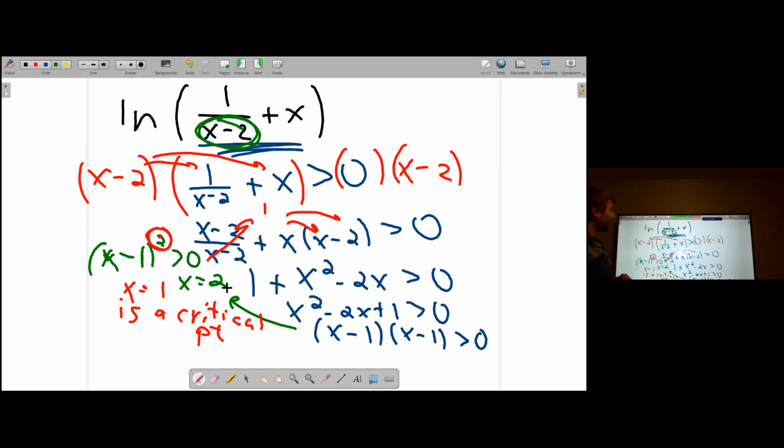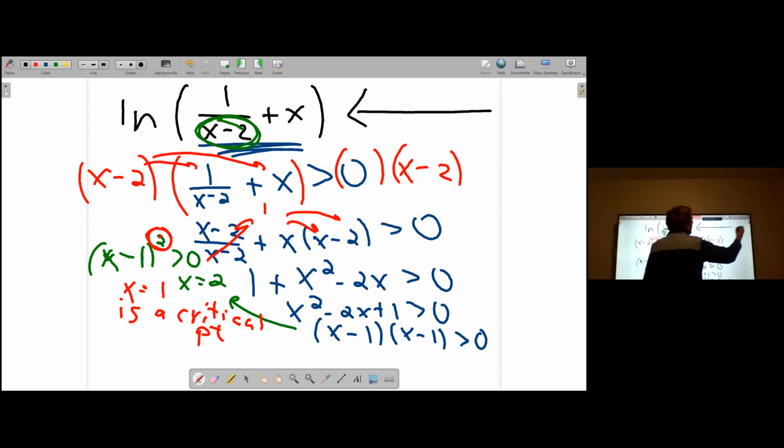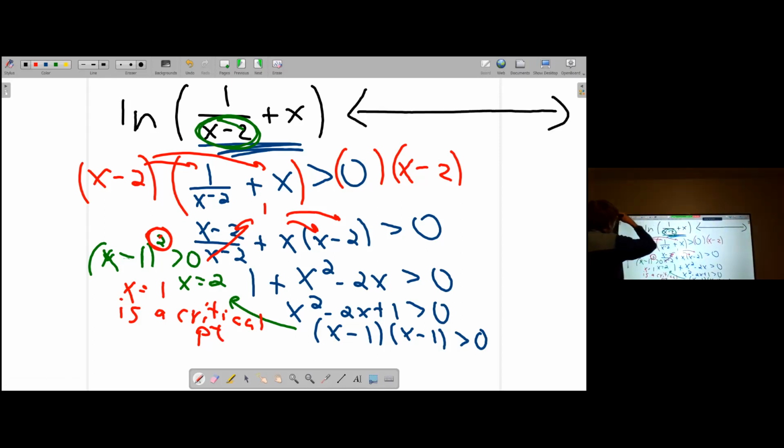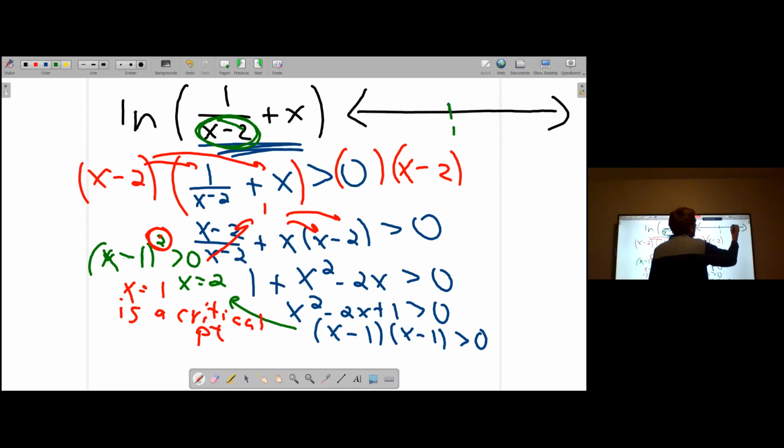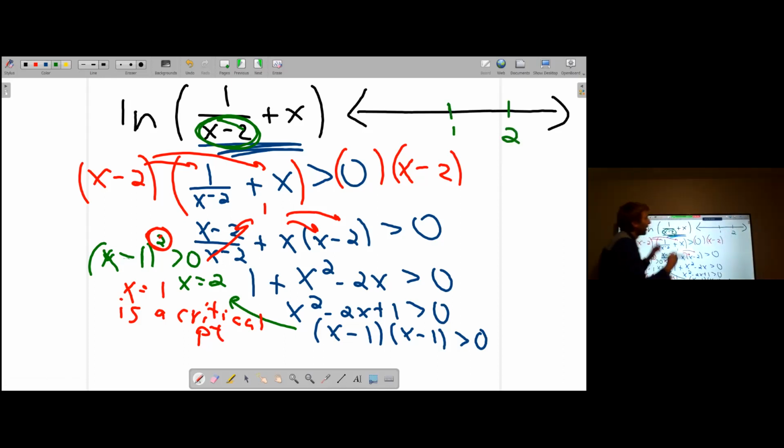So you get these two critical points, and I think at this point, you just got to go to a number line and see which ones work. I was thinking maybe it was everything except 1, but I think I was a little hasty there. So we have 1, we have 2. So we have 3 regions. We have basically 3 regions of the number line we want to test.